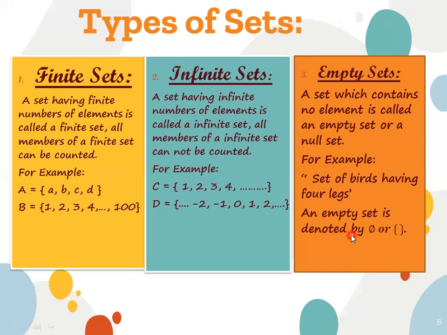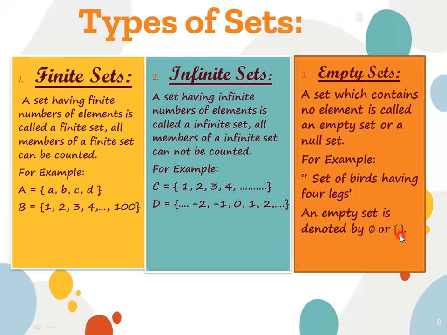An empty set is denoted by this symbol, which means 0 and the line, or simply you will make the curly bracket and inside it you will not write any element. Okay, so if you have this, you will say that the given set is an empty set because this set has no member. If there is no member of the given set, the given set will be the empty set.